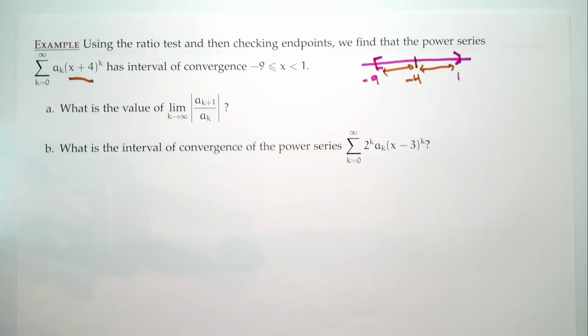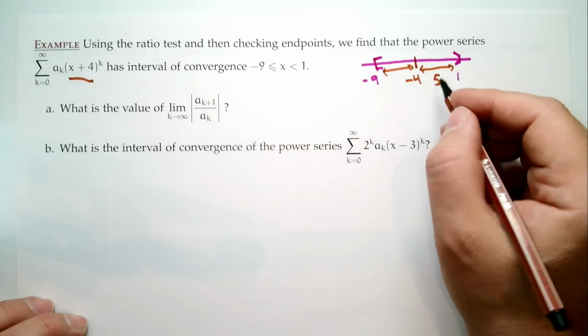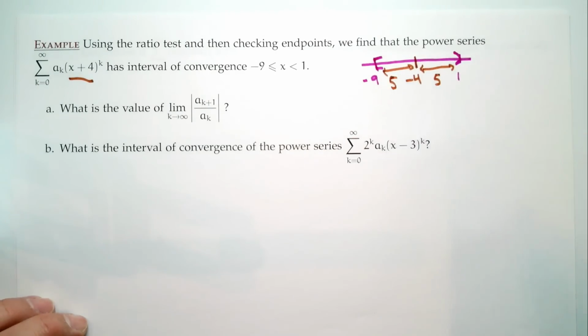Yeah, it's 5. You go out 5 in both directions. So now we come to this question: what is the value of this expression?